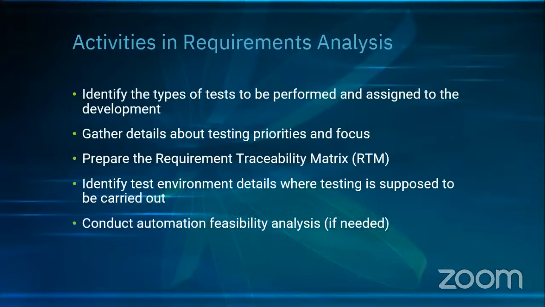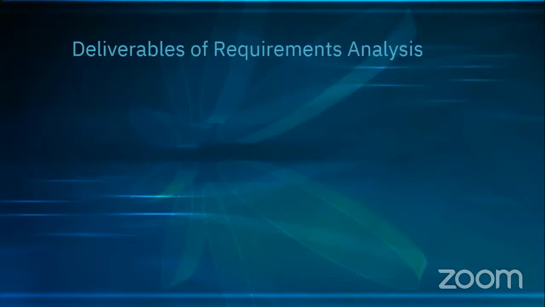Then the next thing: if you need automation for any part of the test, you need to conduct the feasibility of the automation. You're already in the class where you're going to be taught how to do that part. So if it is needed, you will know. That's the activity. Now there's another phase I want us to look at, the deliverables of requirement analysis.